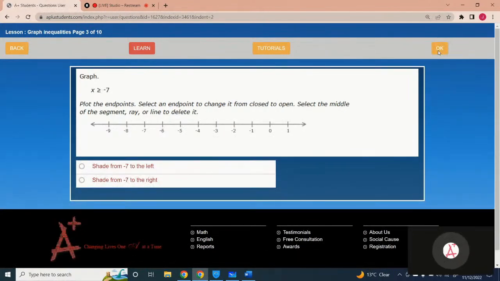Okay, x is greater than or equal to negative 7. So which numbers are greater than negative 7? X is greater than or equal to negative 7. So all the numbers that are on the right hand side of the negative 7 are greater than negative 7. So it would be shade from negative 7 to the right. Got it?